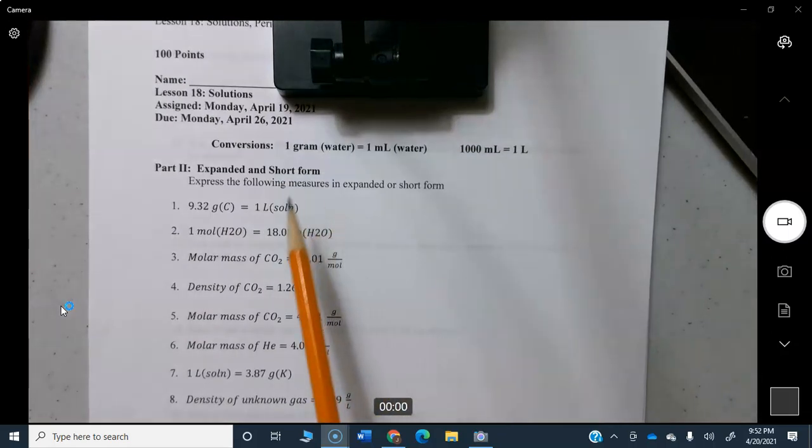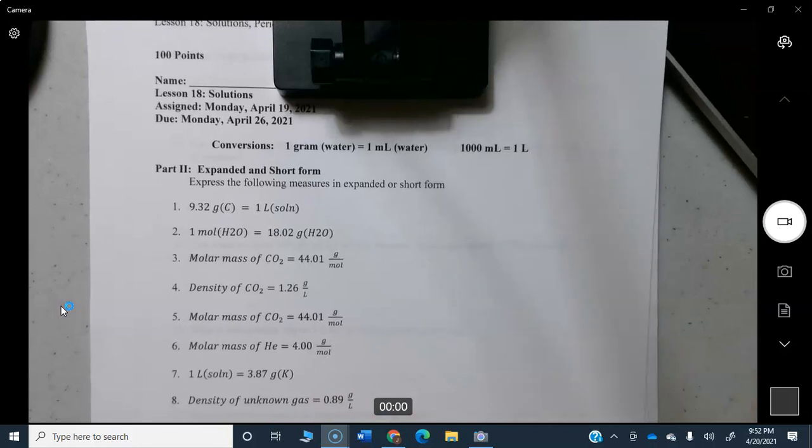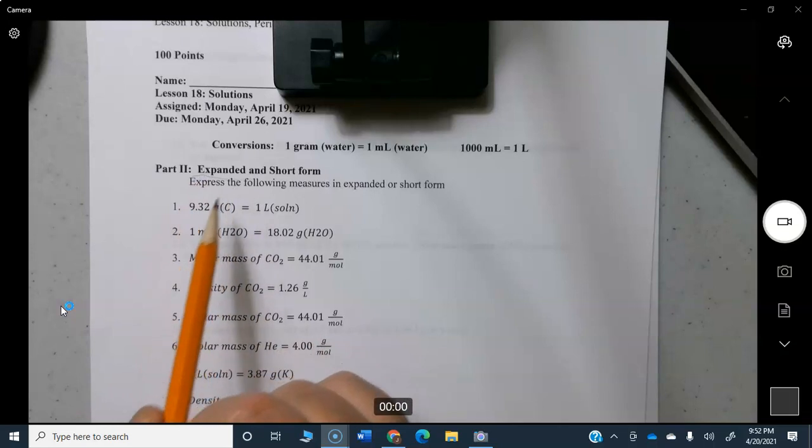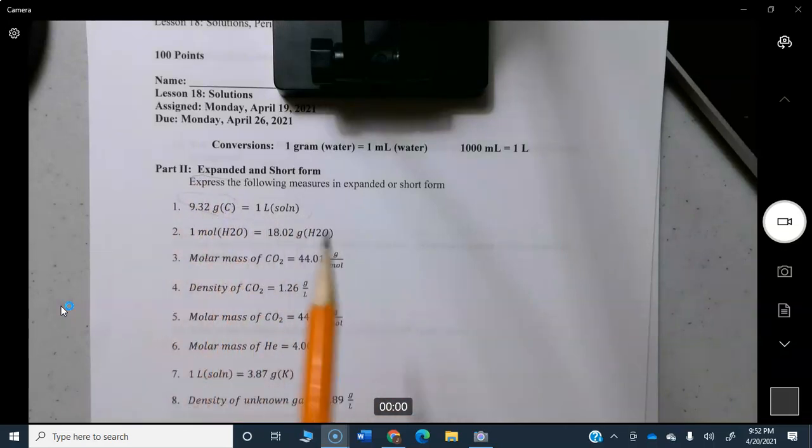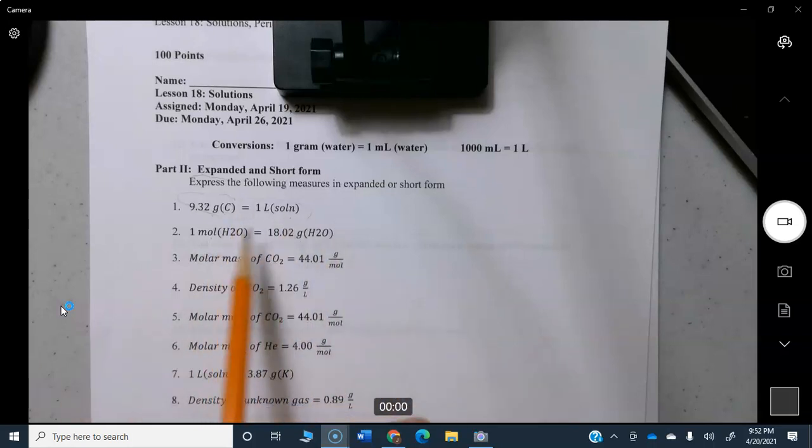I'm going to do all of these with you, but I want you to try to do them on your own. It's just to be sure you know how to recognize different ways that these relations can be written. So I gave them these names. These are just names I made up. The expanded form, which is a way of writing grams to liters or moles to grams, showing that relationship. And it's the way you've been seeing it.